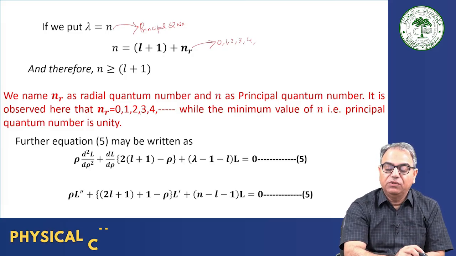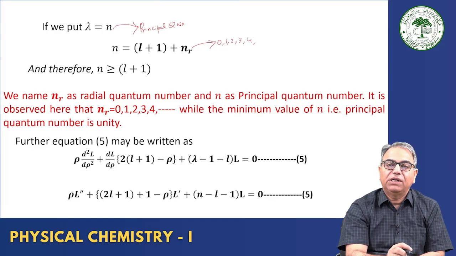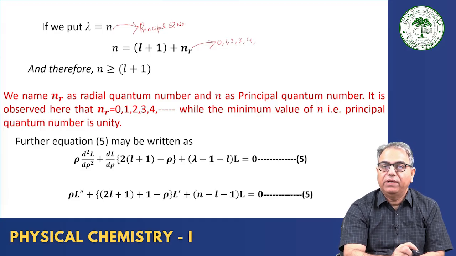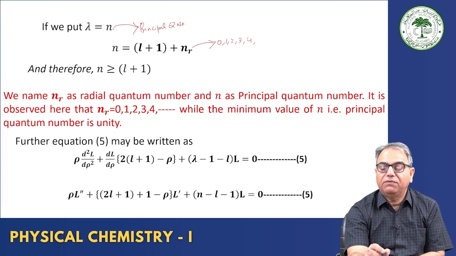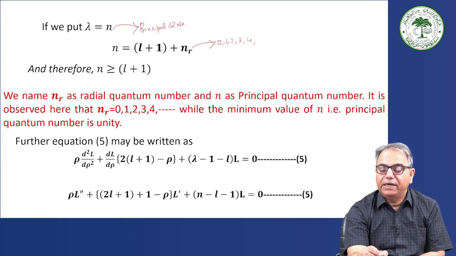This NR can have any value 0, 1, 2, 3, but N will not have the 0 value; N will have values 1, 2, 3, 4, because N is L plus 1 plus NR. Okay. So, if NR is 0 and L is 0, then also N is equal to 1. So, N can have minimum value 1, but NR can have 0, 1, 2, 3, 4 values. This NR is simply the power with which the rho term is raised. Okay. So, this NR, V, first N, all were the same thing.